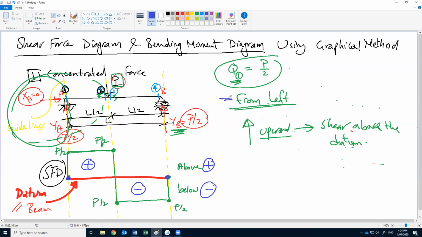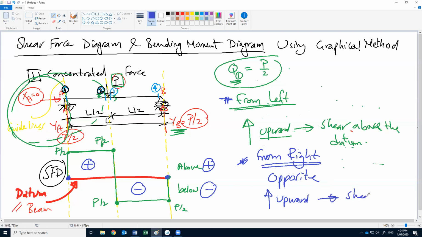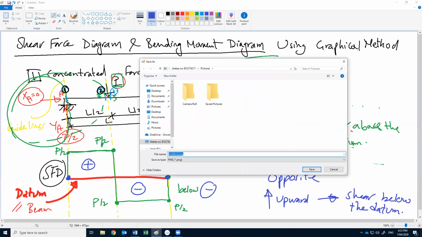Here we said if we are working from the left, we go with the force upward or downward. If we try to draw from the right, the opposite will be applied. That's why it's better always to work from the left in shear. The opposite means if the force is going upward, our shear will be below the datum, or downward. I will just show you in another screen.